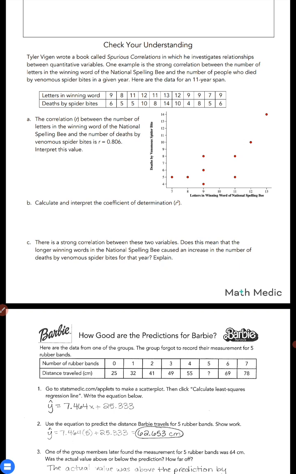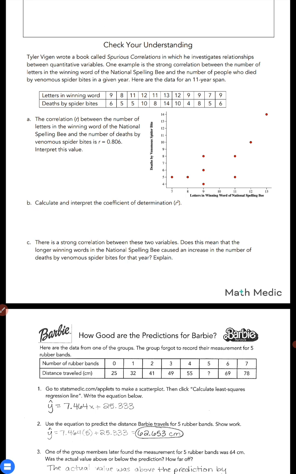So one such example is the strong correlation between the number of letters in the winning word of the National Spelling Bee and the number of people who died by venomous spider bites in a given year. So here is the data for an 11-year span. Okay, so what do I notice? Just by looking at this graph, letters in a winning word is going to be my explanatory variable. I know this because it's located on the x-axis on the graph. Deaths by spider bites is going to be my response variable.